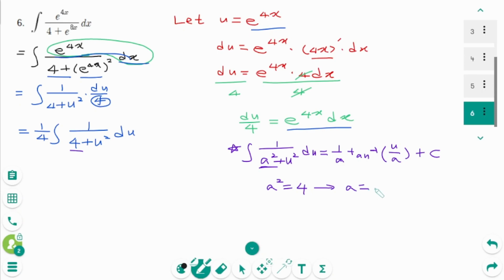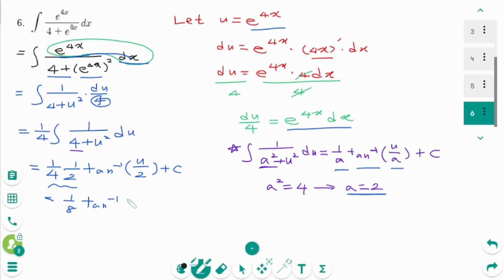That means a equals 2. 1 over 4 times 1 over a, and 1 over a is 1 over 2. Arctangent of u over a, where a is 2, plus c, equals 1 over 8 arctangent of u, which was e to the power of 4x, over 2 plus c.